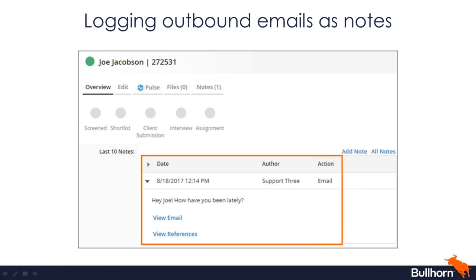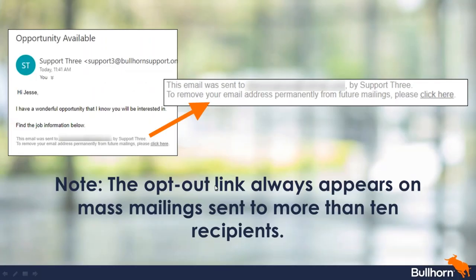And if you're sending outbound emails from within Bullhorn, you may want to consider adding an opt-out link to those messages. Now, we'll always add an opt-out link on mass mails that you send to more than 10 recipients. However, you now have the choice to add an opt-out link to every message sent from Bullhorn. If you would like to log outbound emails as notes or add an opt-out link on every email sent from Bullhorn, contact support and they can definitely help you with that.